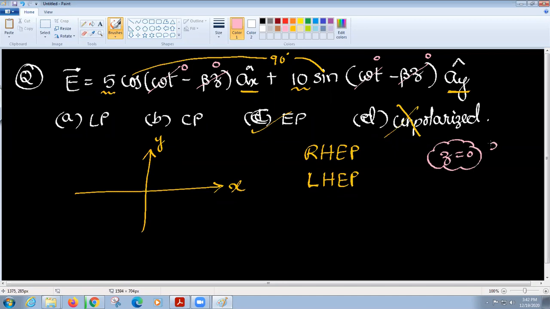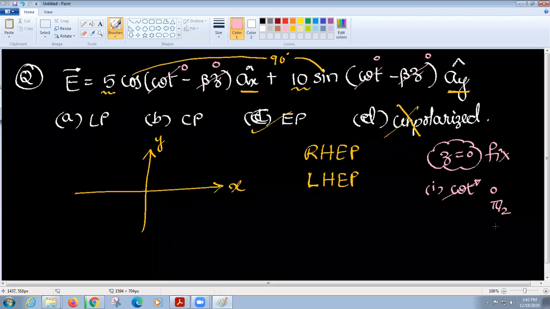You fix it. Someone answered me, LHCP. Okay, but okay, wait a minute. We will confirm this. So fix this guy, and now you vary this omega t. You vary omega t all the way from 0. It takes some interval, say some pi by 2, pi, so on like this.